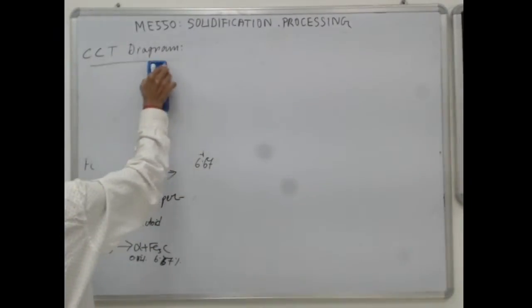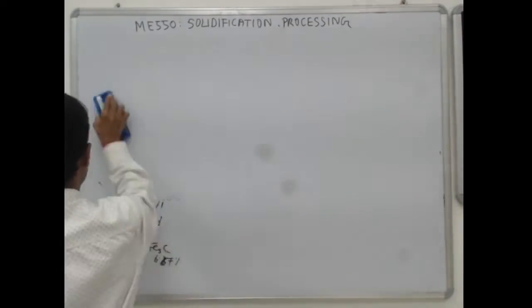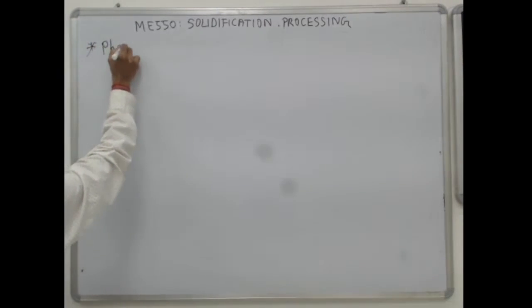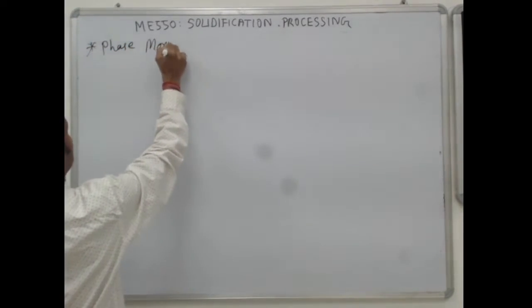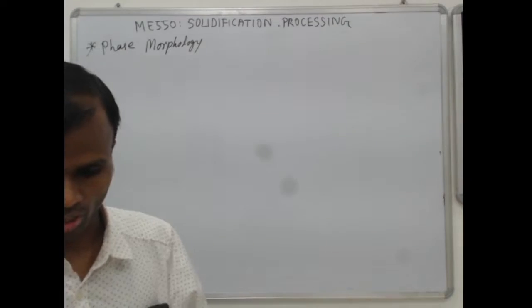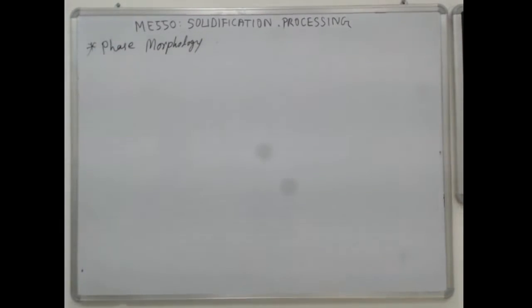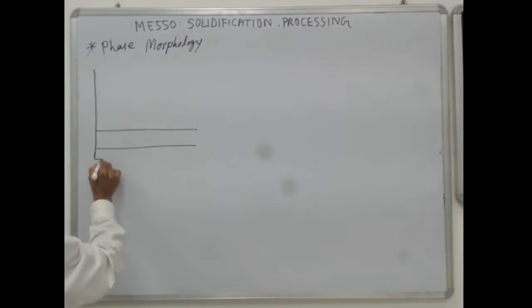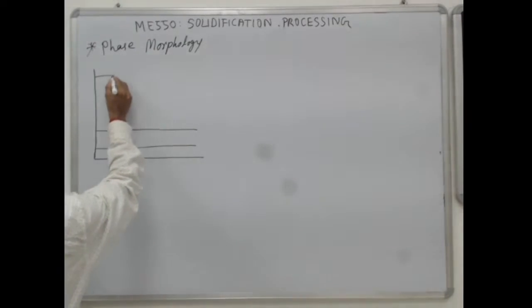Let me draw this thing again clearly. So now we will be discussing the phase morphology. For discussing this, let us draw the whole TTT curve again. So this is one line, this is another line, this is the other line, and this is one line.